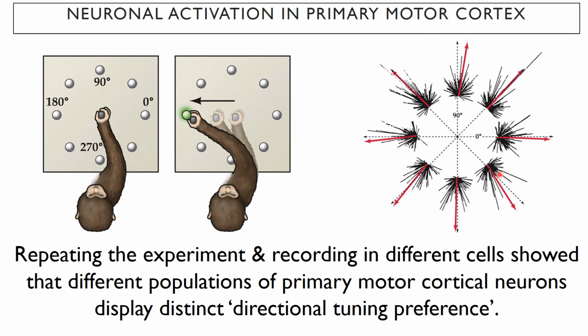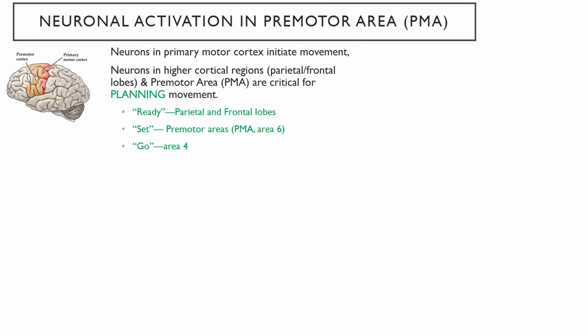So each neuron will have its own preference, and it'll be quiet at the opposite side of it. So you can see for this particular neuron liking this direction, its vector is primarily in this direction, and you can see it's most quiet in the opposite direction. So you have this direction selectivity for each and every neuron. So that's kind of the initiation of voluntary movements.